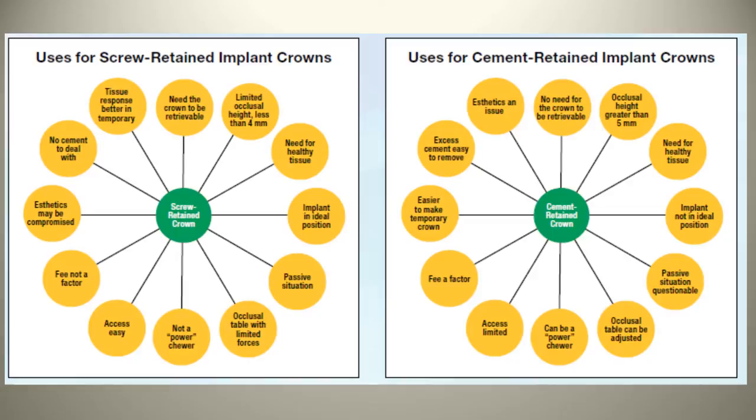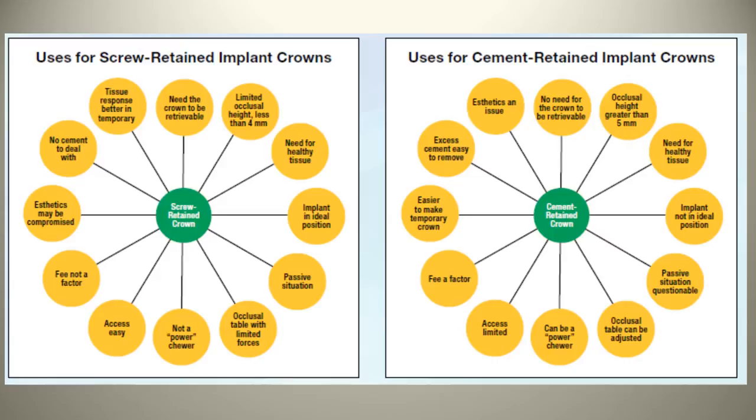Need for healthy tissue: if you need healthy tissue, it's easier to do this with a screw-retained crown. The implant has to be in an ideal position. If it's not, for example, we discussed the anterior and the screw access hole going out the buccal, that's not going to work. The passive situation: obviously it's easier to get a passive situation with a cemented crown than with a screw-retained crown.